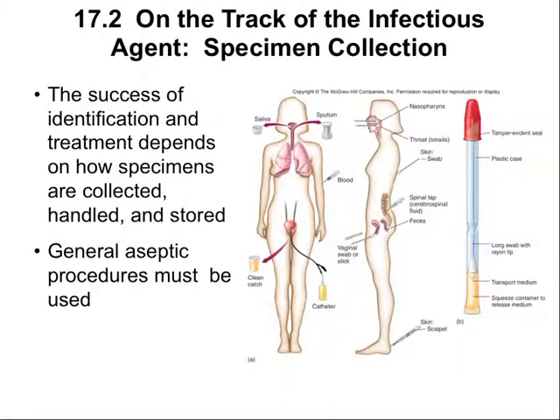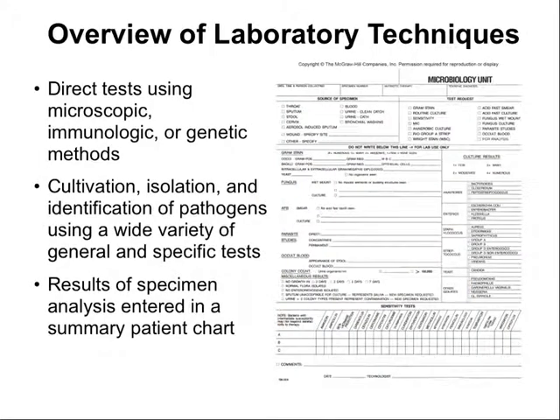So the success of identification and treatment depends on proper collection, handling, and storage techniques, and that is going to be up to people like you. General aseptic procedures in collection, handling, and storage are absolutely imperative. Otherwise, you could end up with contaminated samples. The figure on the right shows you a number of different means that we use to collect specimens. Some of them are from body fluids, or some of them are from direct swabs. In the lab, we can use direct tests using microscopic, immunologic, or genetic methods.